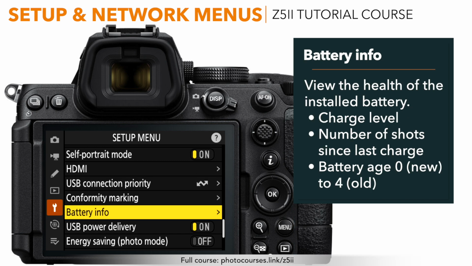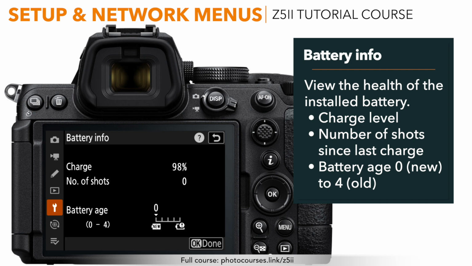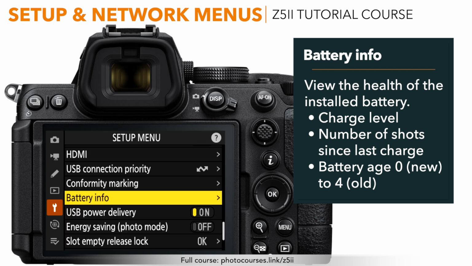If your battery is old or you notice that it just doesn't hold a charge anymore, you can come into battery info to check on the status of that battery. It'll show you the current charge level, the number of times the shutter was released since the last time that battery was charged, and the battery age, 0 being a new battery and 4 is an old battery. If that battery age is showing 4, it's probably time to get that replaced.